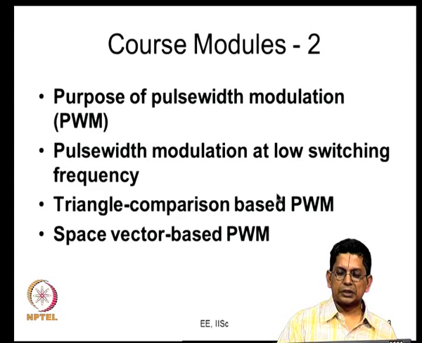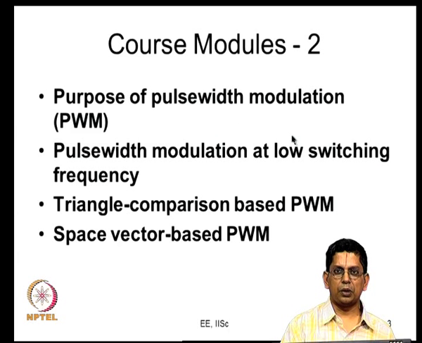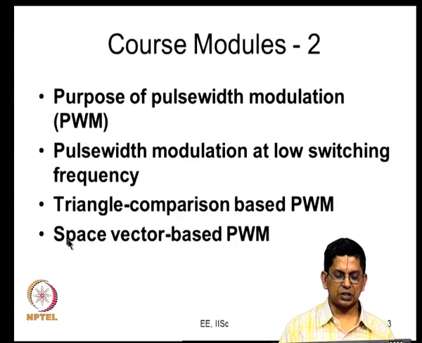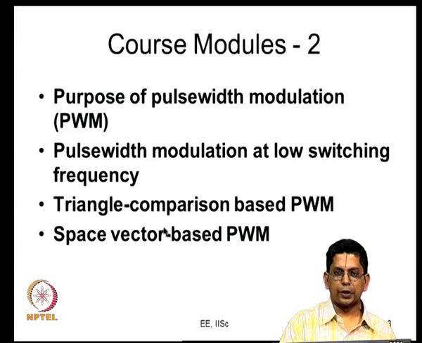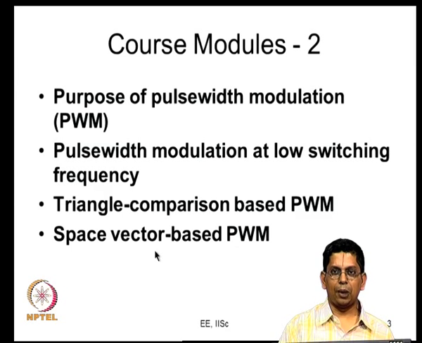Then the second set of modules are more about pulse width modulation. So, about Fourier series and how you would switch them, various symmetries, how you would generate the pulse width modulation waveforms at low switching frequency, and how you would do it with high switching frequency. The last two are more to do with the high switching frequencies. This is based on the classical way of comparing 3-phase modulating signals against a triangular carrier, and this is the relatively more modern way of getting through space vector based PWM.